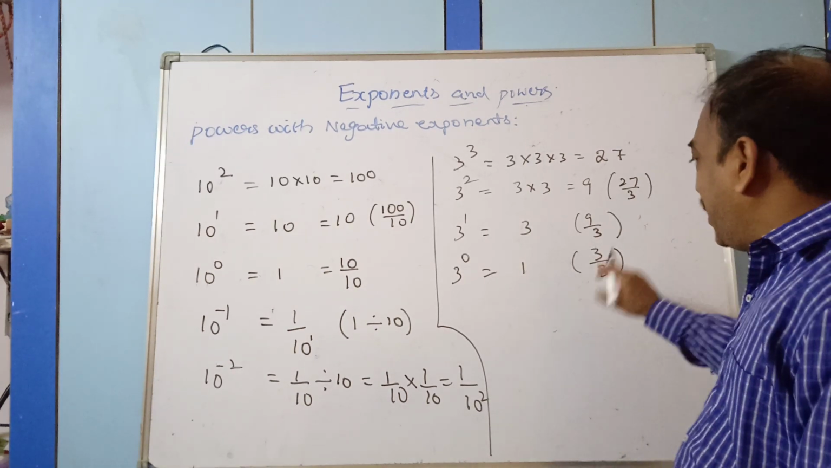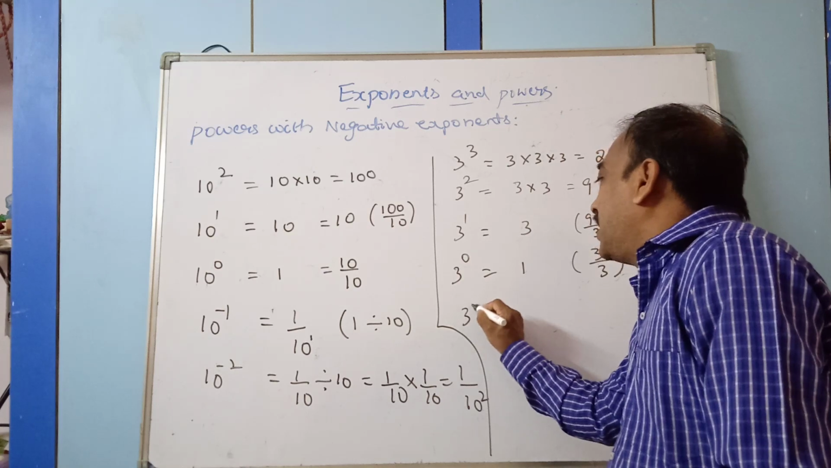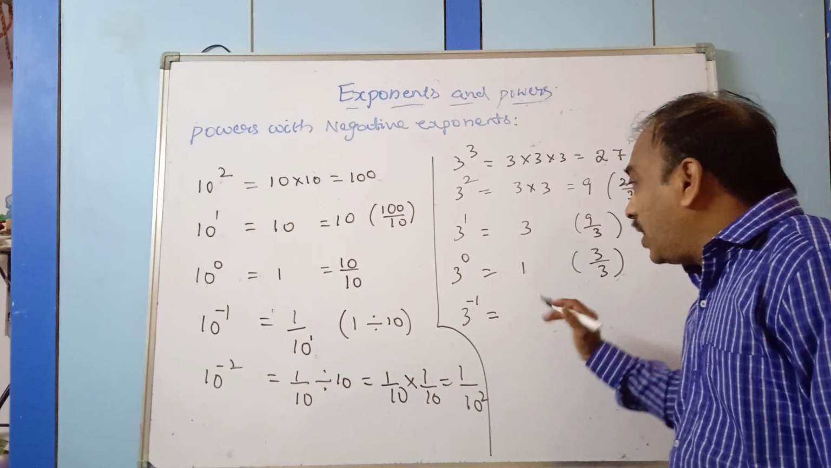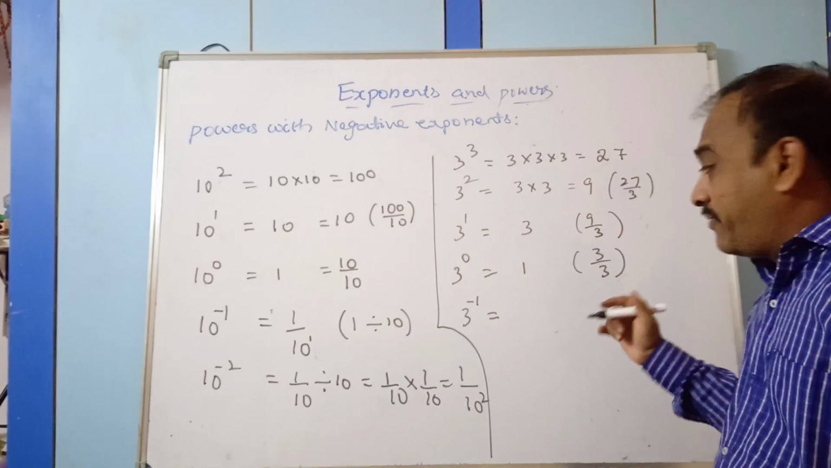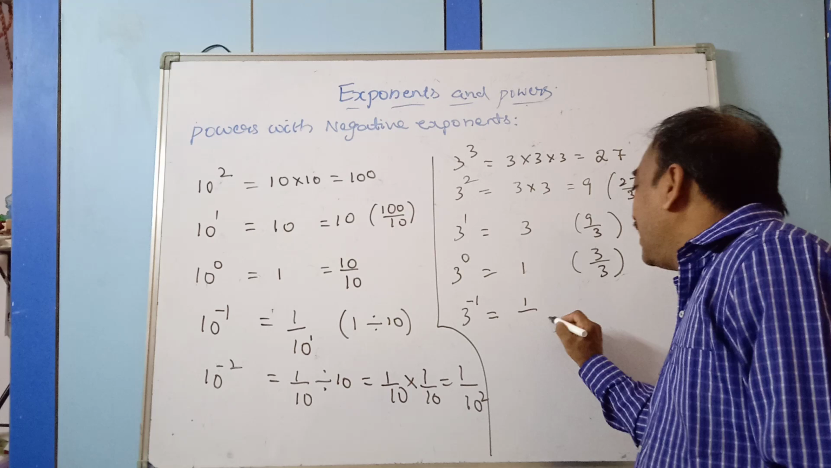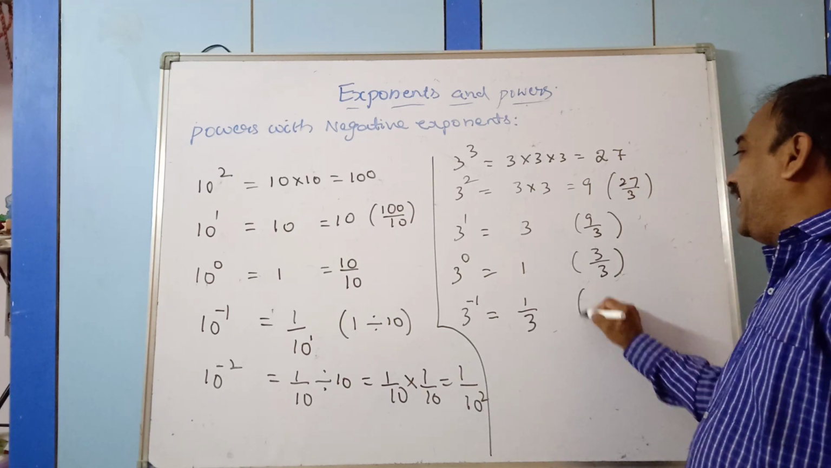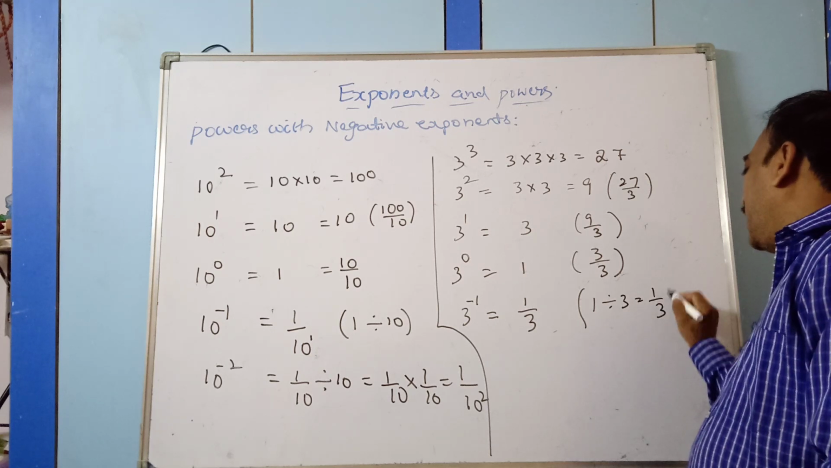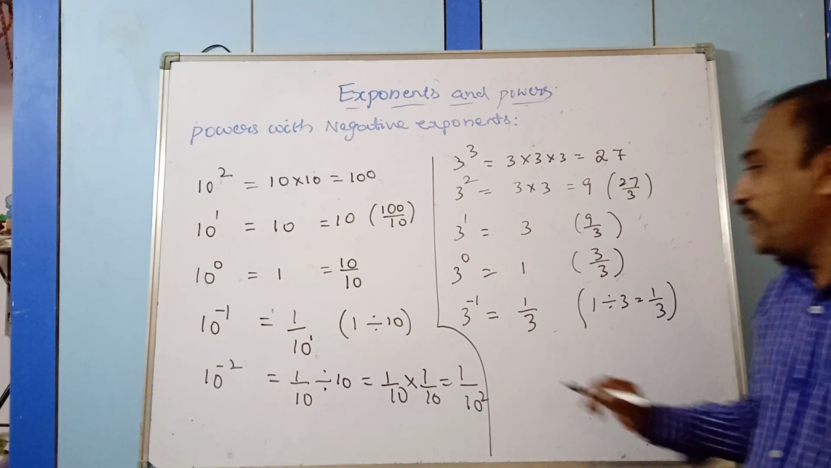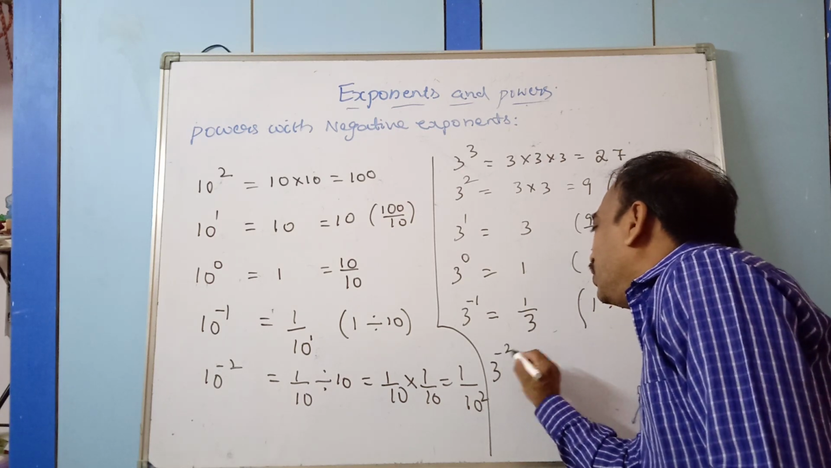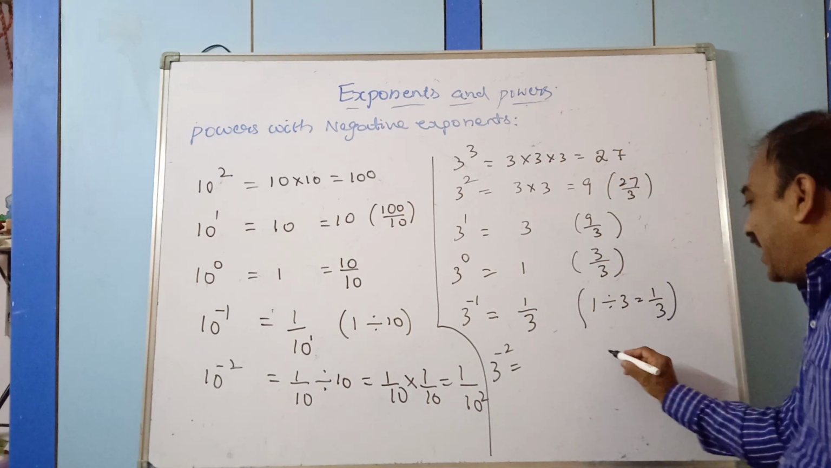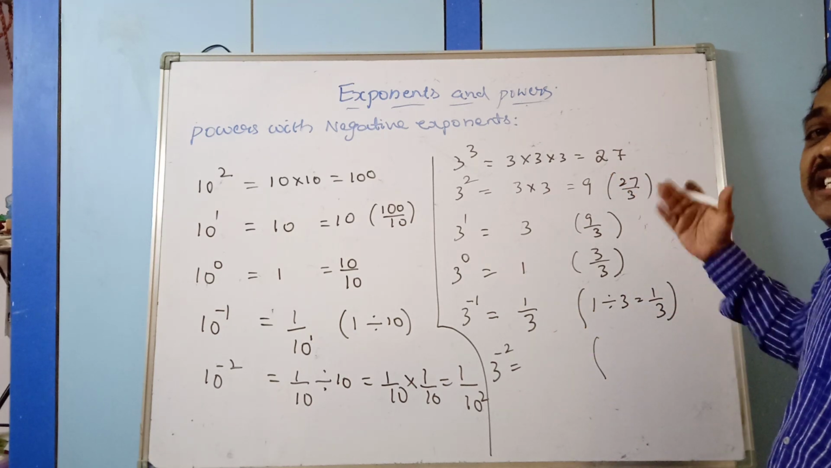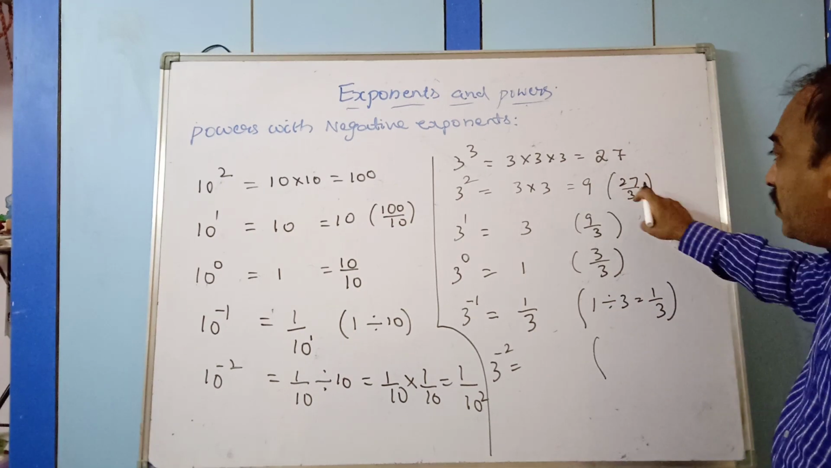Now this 3 divided by 3, when it comes to the negative part, 3 power minus 1. What are you taking? 1. Observe it, 1 by 3. How are you getting this 1 by 3? This 1 is divided by 3, which is nothing but 1 by 3. Now 3 power minus 2. How are you getting this? This 1 by 3 is divided by 3, because the value is decreasing by 1/3.